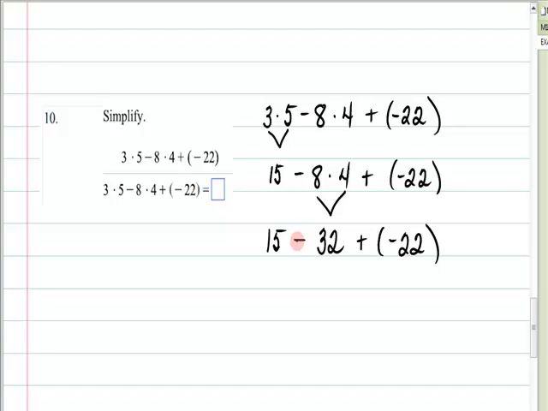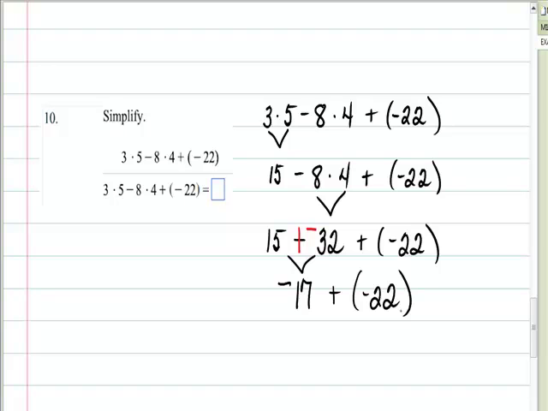The first one is subtraction. Ooh, getting my red pen. Keep, change to addition, change that to its opposite, which is negative 32. What do I do with that addition? I have a positive and a negative, so I subtract. So I'm going to have 17. And the big one was negative, so I'm going to have negative 17 plus negative 22.